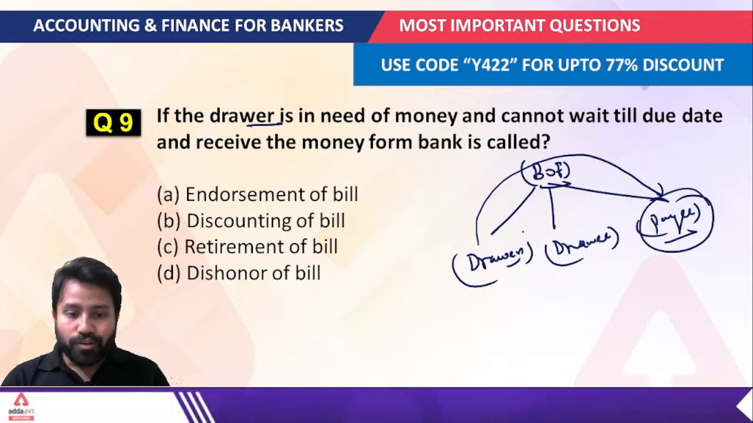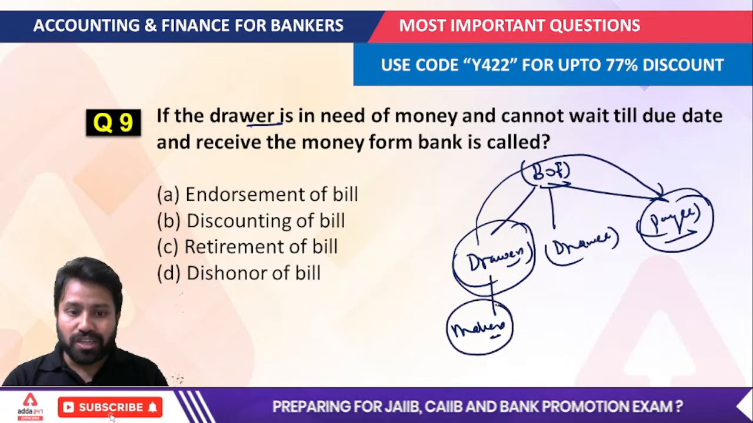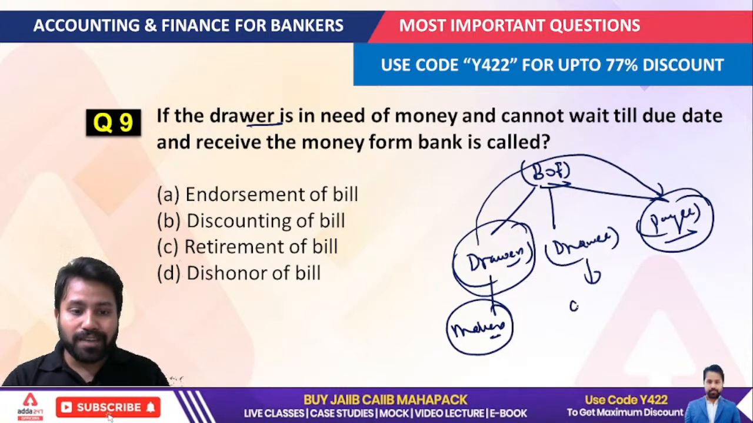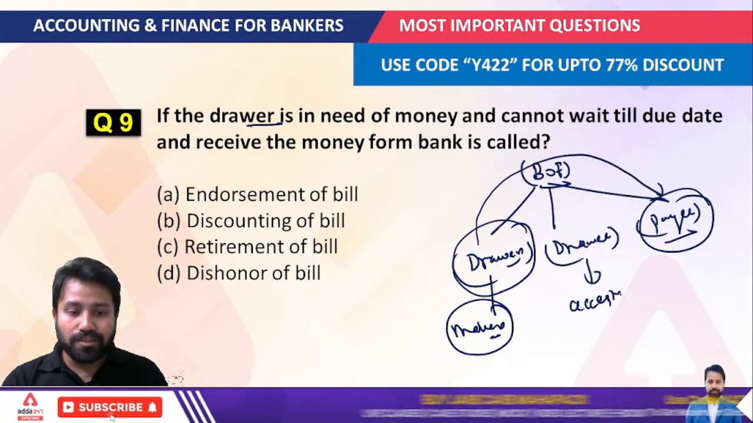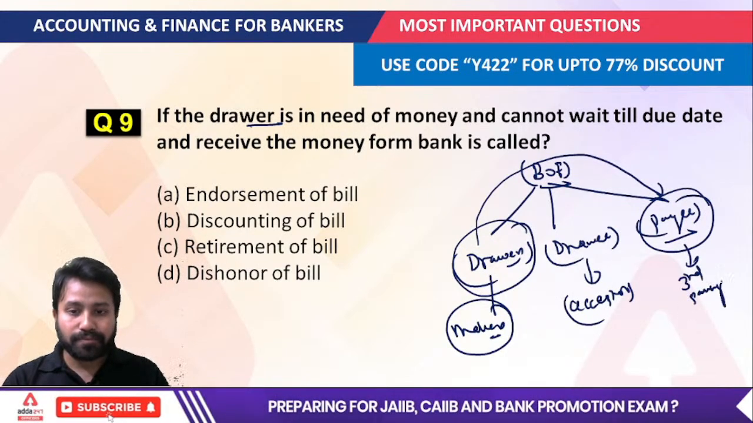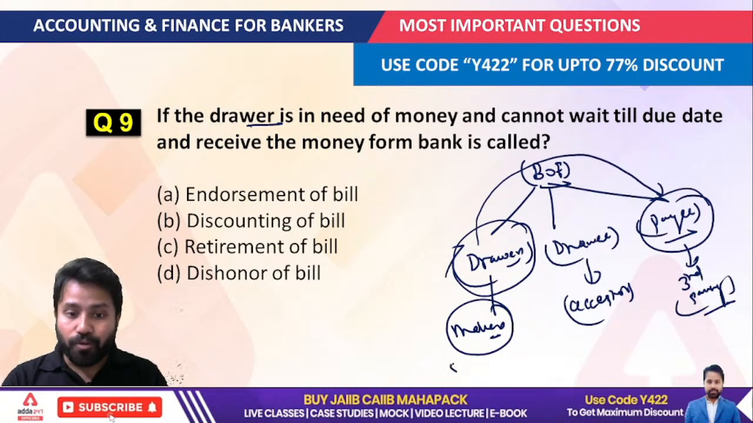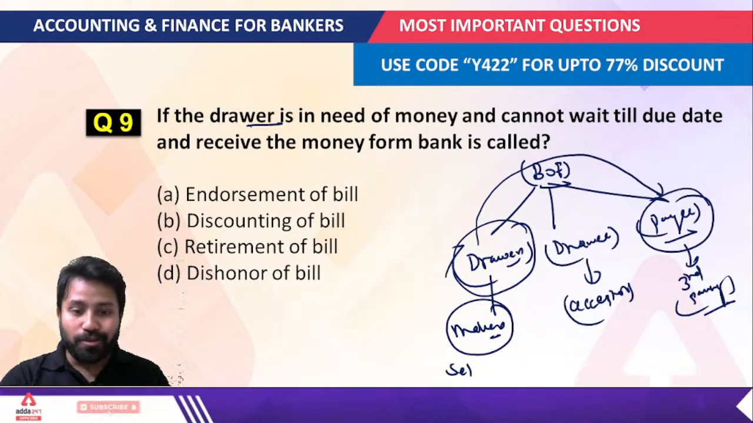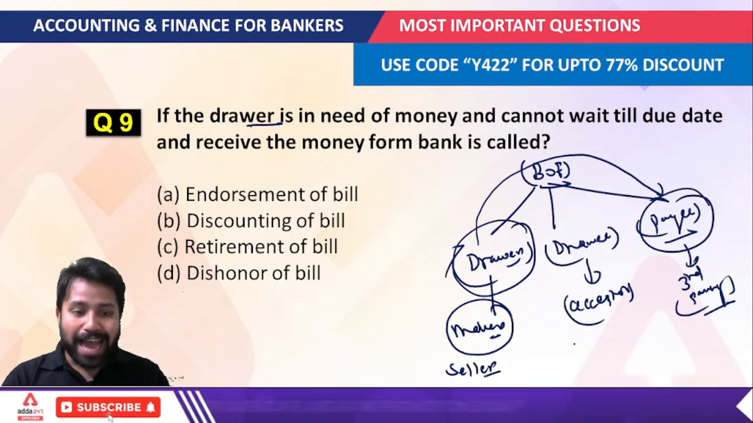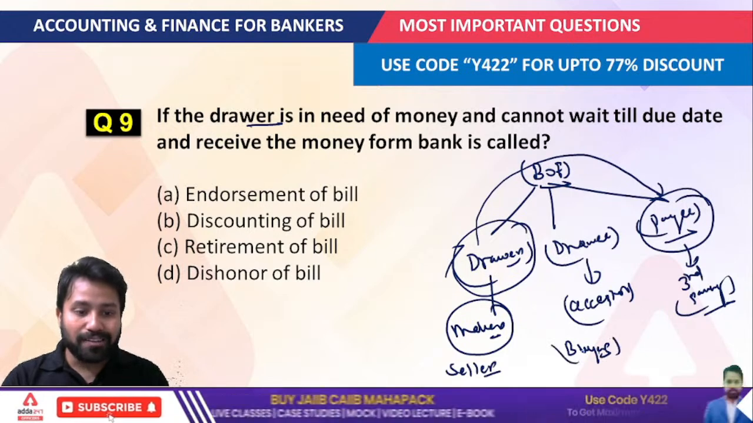Okay, so the drawer is also known as the maker of the bill of exchange. The drawee is known as the acceptor of the bill of exchange. And the payee is known as a third party. So suppose the drawer is known as a seller, the drawee is known as a buyer, and the payee is the one endorsing.